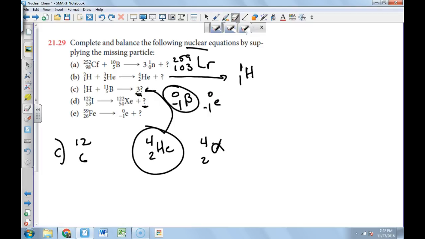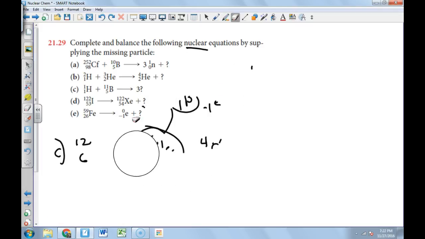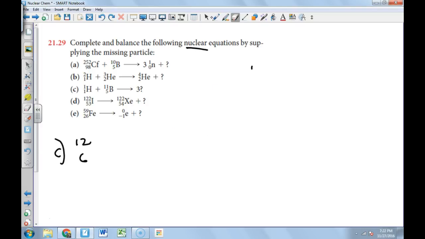Now, to get a little more room here. Let's look at what we're going to do for E. For part E, this is going to be 27, because -1 plus something equals 26, so that's 27. And then 59 plus 0. So what's element number 27? It's cobalt, Co.